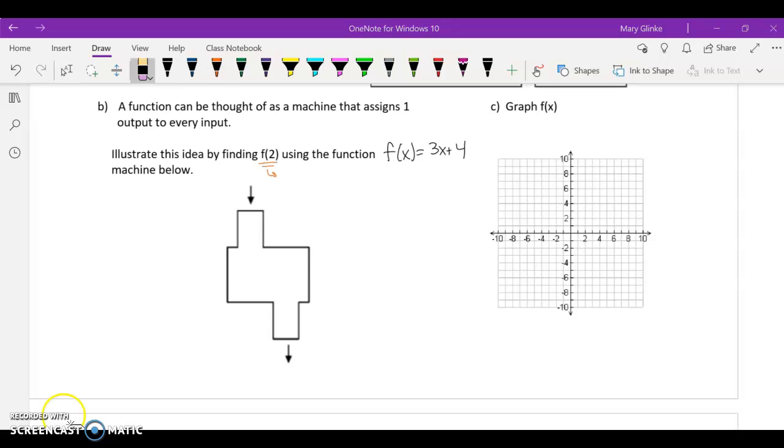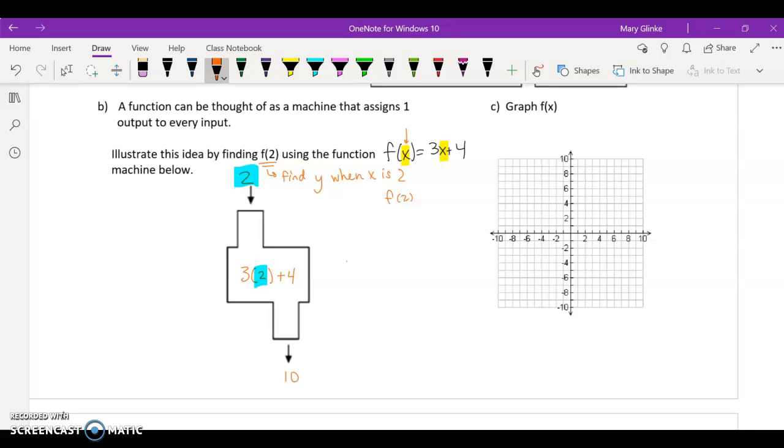What this is saying is find y when x is 2. So find y when x is 2. That's how we read that notation there. So f of 2 is replacing my x value with 2. So if 2 is my input, I am going to do 3 times my input plus 4. So since my input is 2, I'm replacing my x value with 2, and I am getting 10 back out.